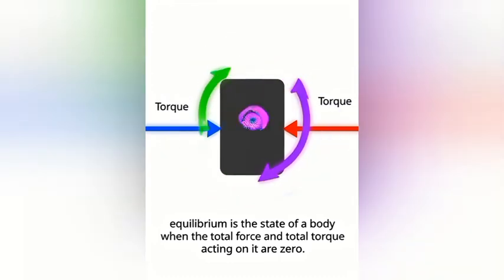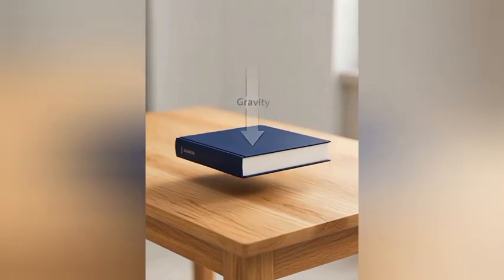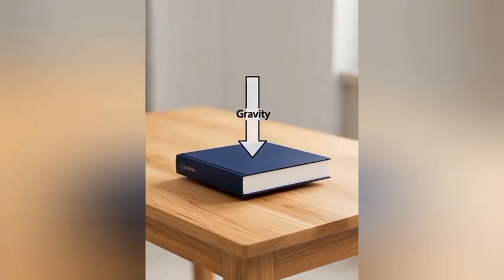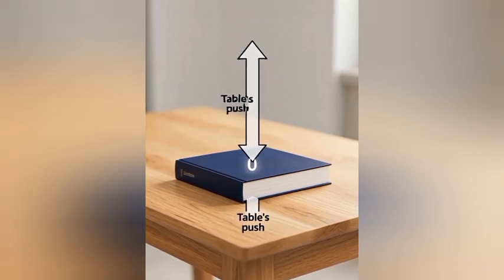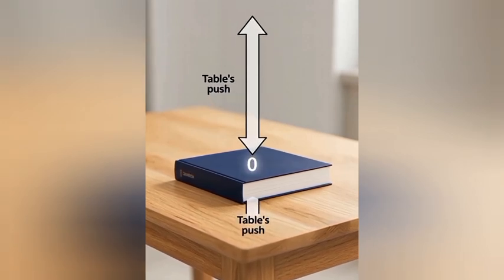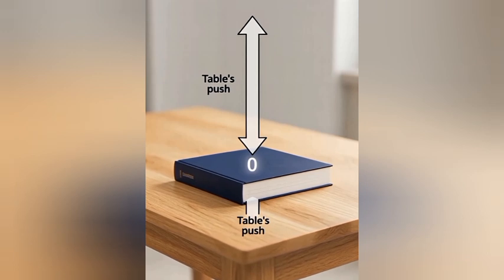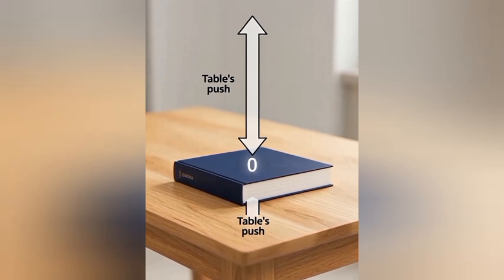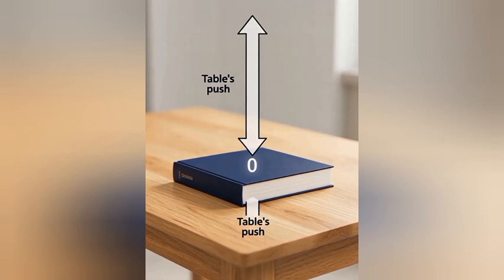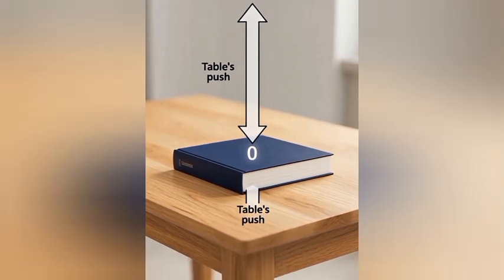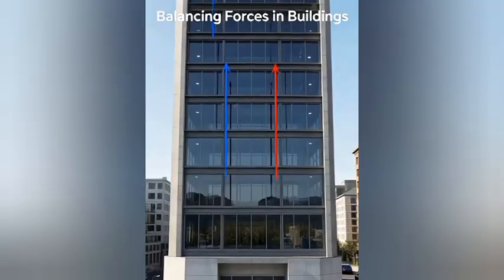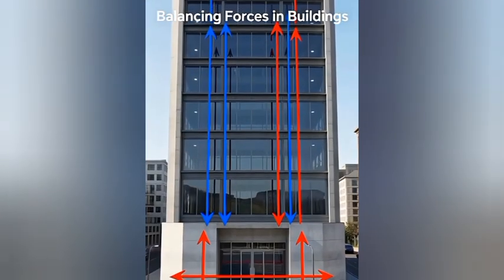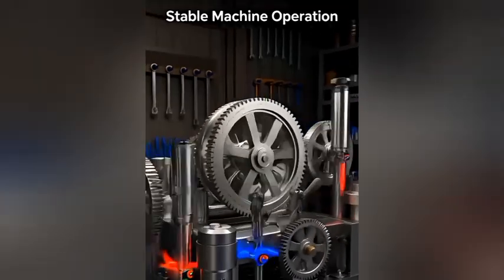Let's understand with an example. Imagine a book placed on a table. Gravity pulls the book downward, the table pushes upward with equal force. Both forces are equal and opposite, so the net force becomes zero. That's why the book stays at rest. It is in equilibrium. Engineers use equilibrium to design bridges, buildings, and machines. That's the power of balance in physics.